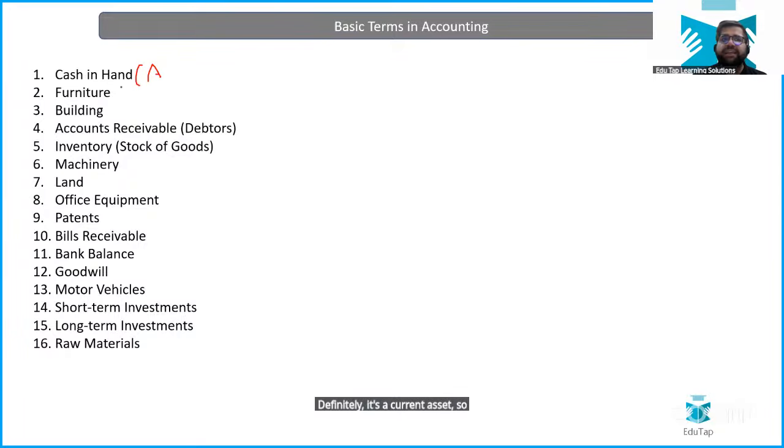So we have to write CA. Furniture is a fixed asset, so we have to write FA. The building in which you are living is, again, a fixed asset. Now, what is this data?